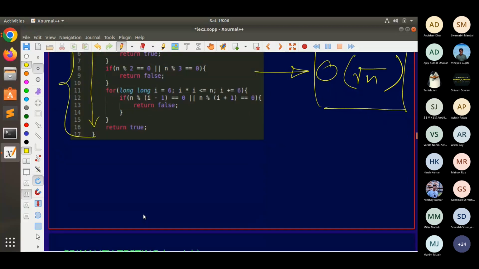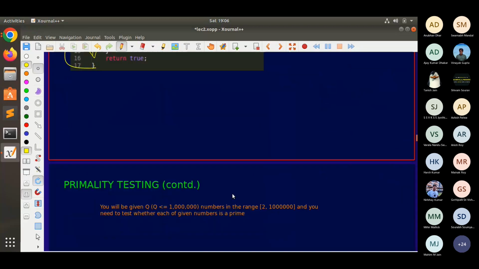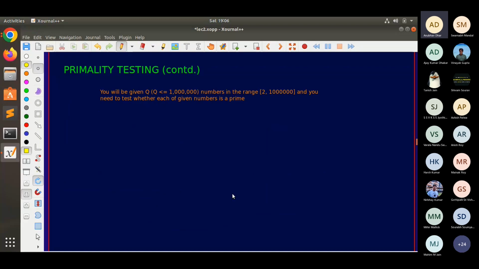Okay. Any doubts over here? Okay, I assume everything is clear. So I'll move on to the next variant of primality testing. So you are given Q numbers. We often call this Q queries in terms of programming terminology. Let's say you are given P1, P2, ... PQ. And for each of them, you need to find whether it is a prime or not.